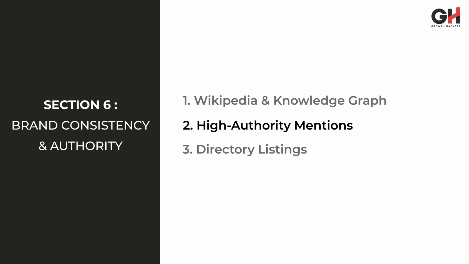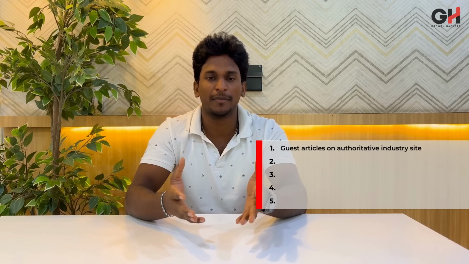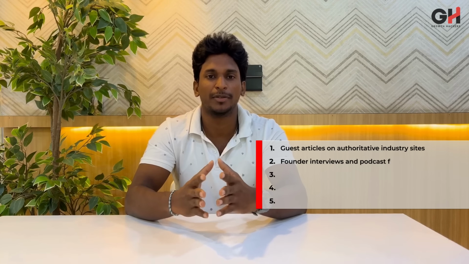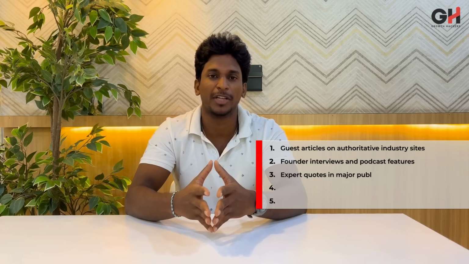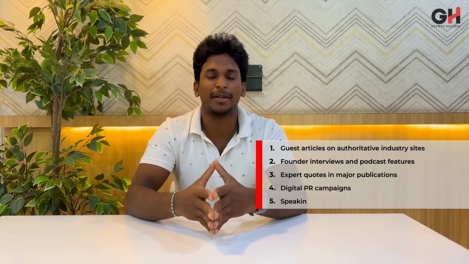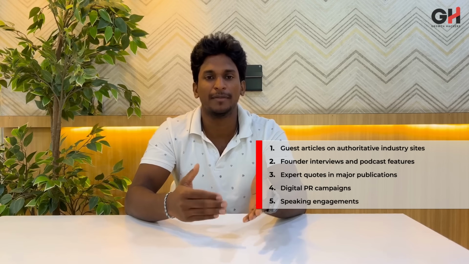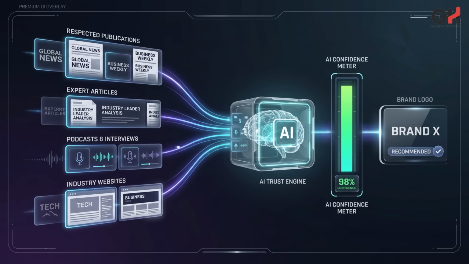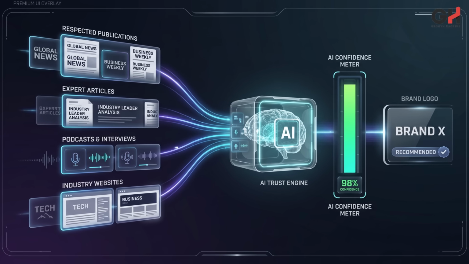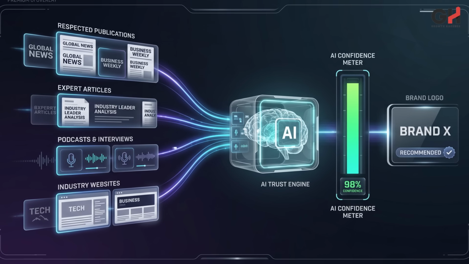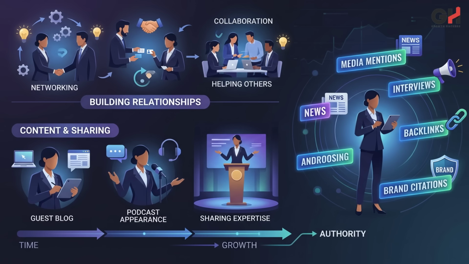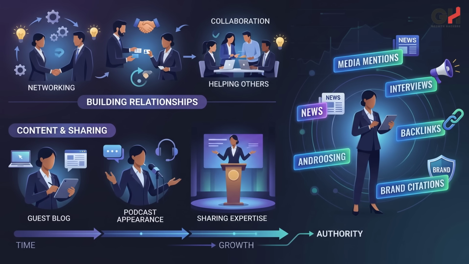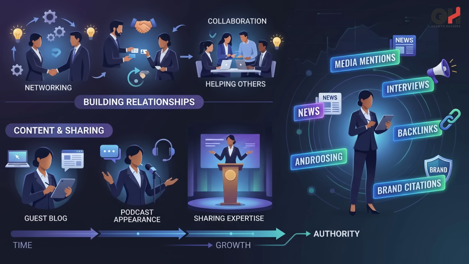Point number 2. High authority mentions. AI prioritizes brands that are talked about, not just self-promoting. Get guest articles on authoritative industry sites, founder interviews and podcast features, expert quotes in major publications, digital PR campaigns, speaking engagements. The result? High authority mentions provide third-party validation that massively boosts AI's confidence in recommending you. This is earned media. Build relationships, contribute value, and the mentions will follow.